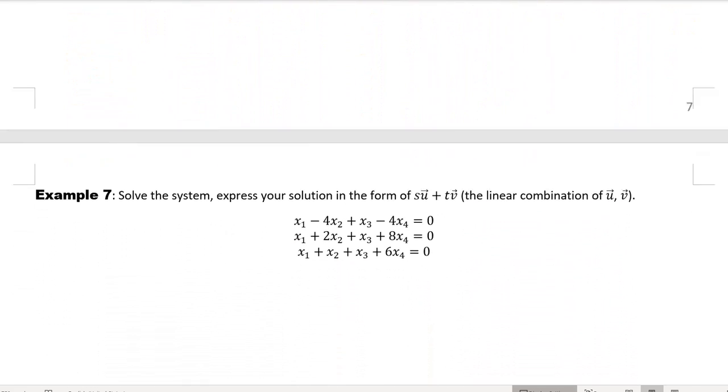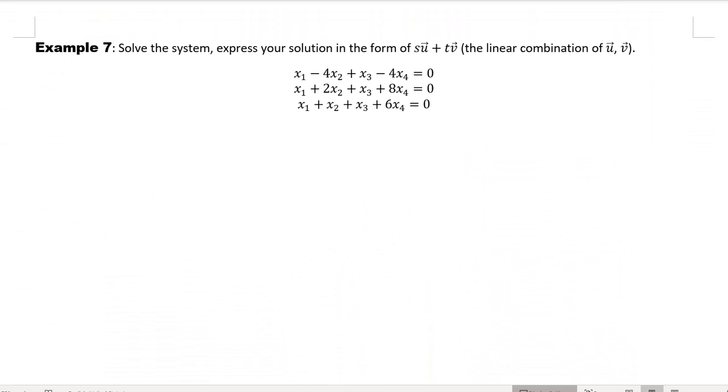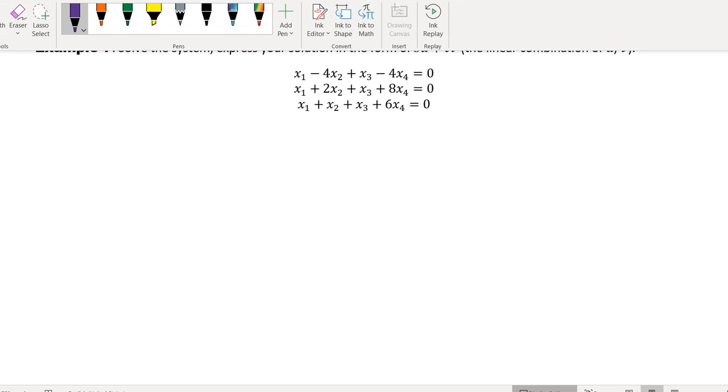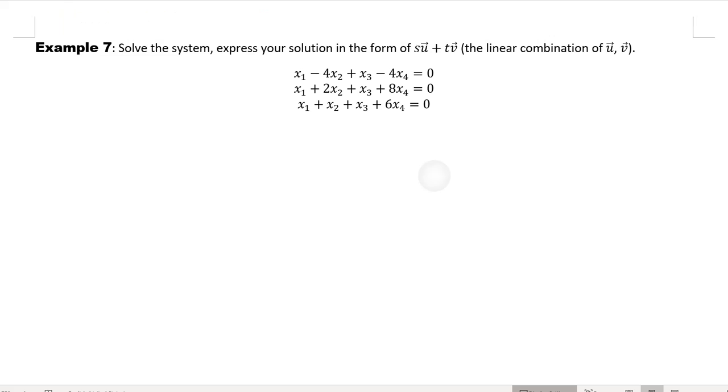Alright, let's continue. Example 7. Solve the system. Express your solution in the form of su plus tv, a linear combination of u and v. Okay, so this is 3 equations in R4, right? Because we have more variables than equations, we know there must be infinitely many solutions. Okay, let's solve for it.